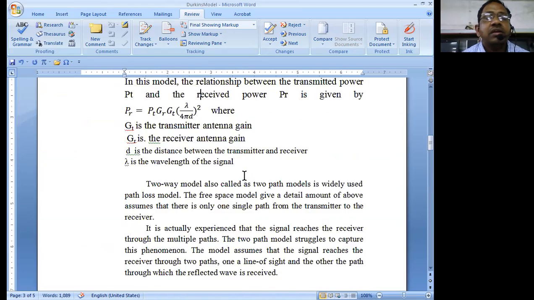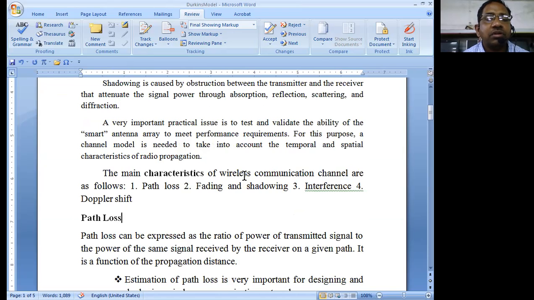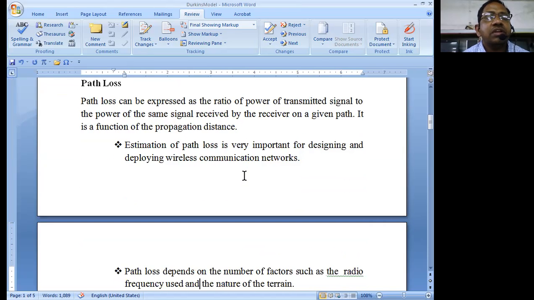So let us go in depth about other issues like path loss here. What is path loss? Path loss is expressed as the ratio of the transmitted power to the received power on a given path. So transmitted power PT by PR on a given path is known as the path loss. If there is no path loss, the value of the path loss factor will be 1. If it is not 1, if it is greater than 1, then we say that there is a path loss.